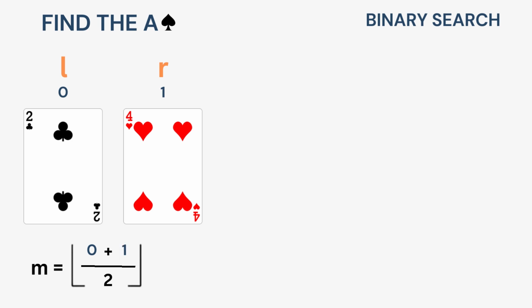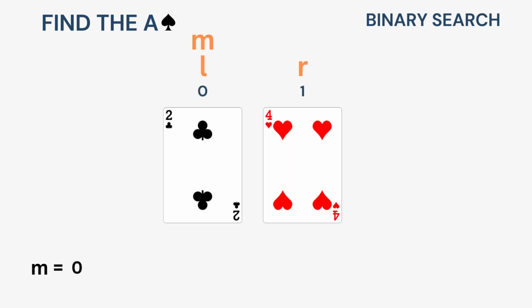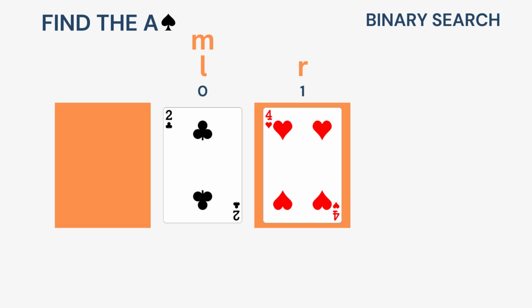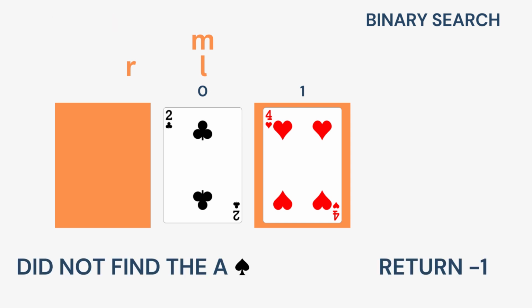L is 0, R is 1, 1 divided by 2 is 0.5, and you round down, so the mid is 0. We split the array into two groups again. The first thing we do is check the card at mid. Ace of spades is smaller than the 2 of clubs. So we move R to this side. Notice that when R is to the left of L, this indicates that the ace of spades does not exist in the array. In this case, you can either return false or -1.